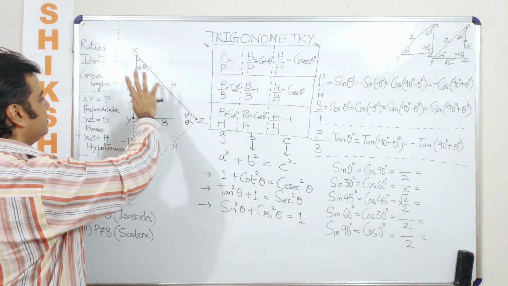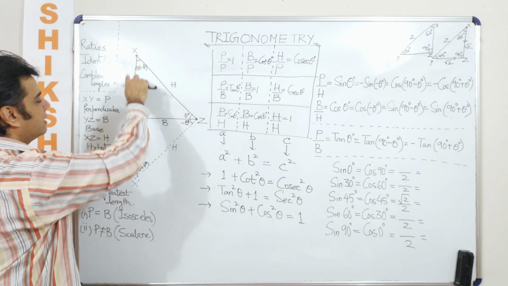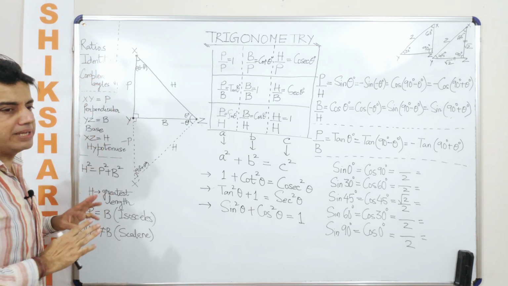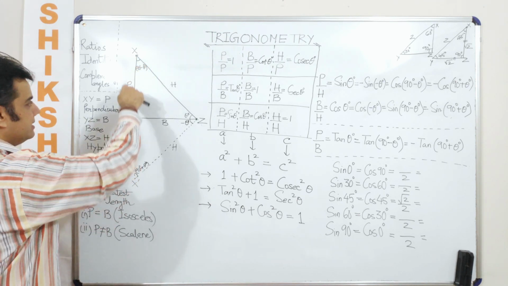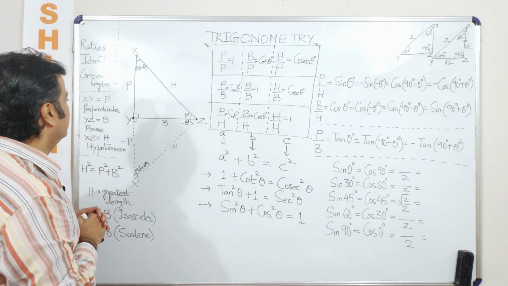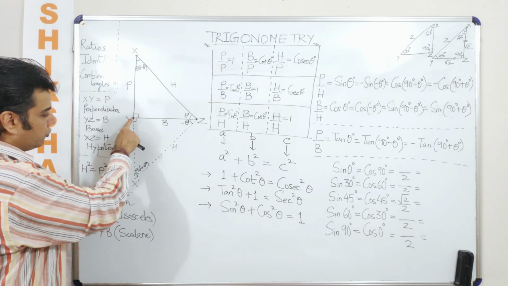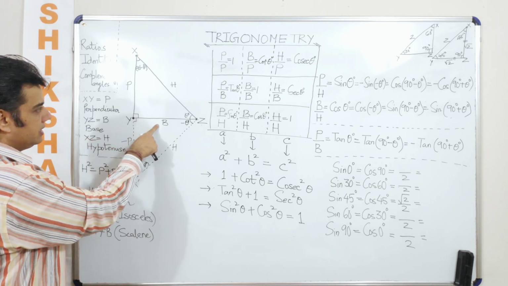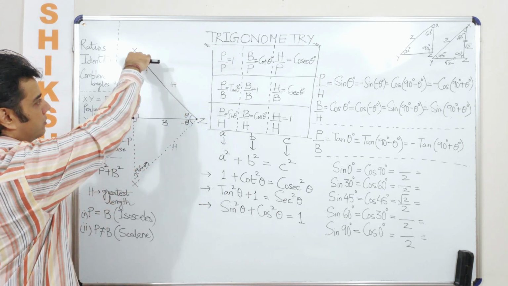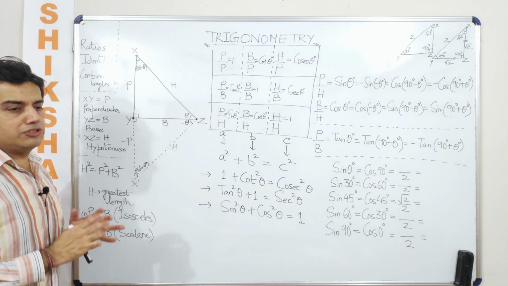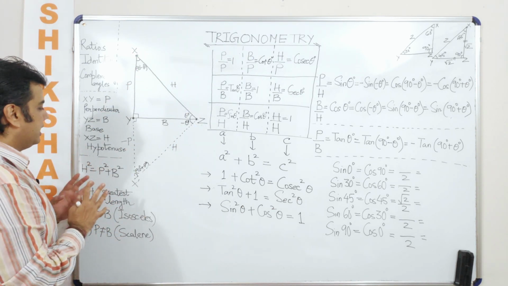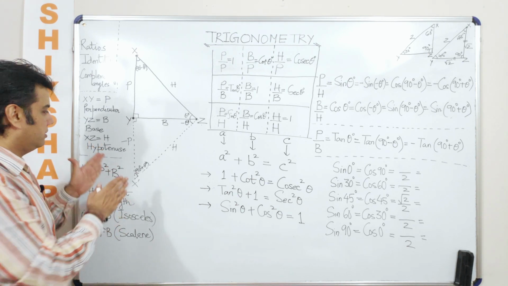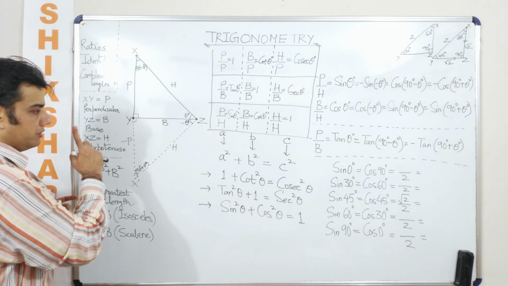Once we have done this, we need to understand that in this right angle triangle, xy is the perpendicular, the length of which I have taken as capital P. The length of the line segment YZ is capital B, which I have taken as the base, and the length of the line segment XZ is known as the hypotenuse of a right angle triangle, which I have taken as capital H. This is the first part.